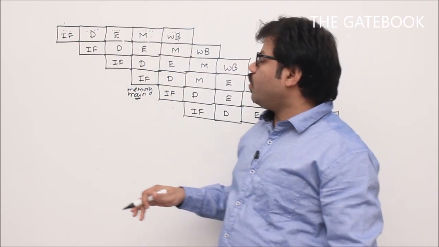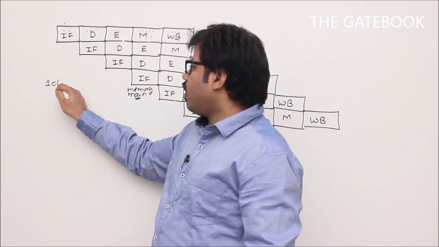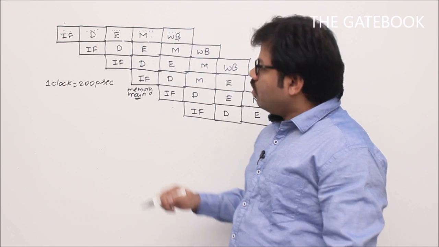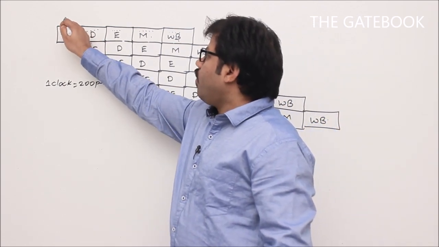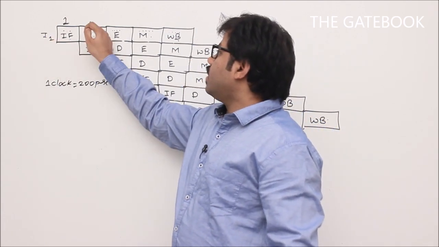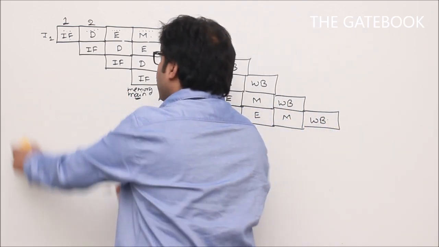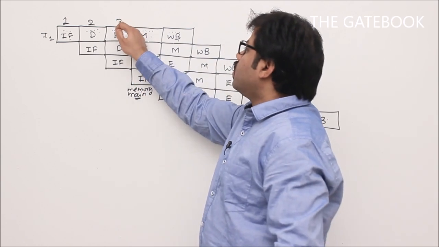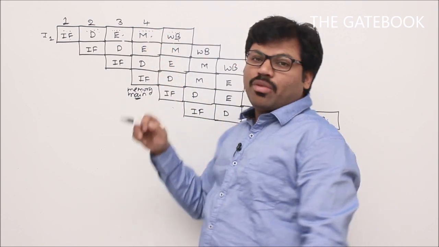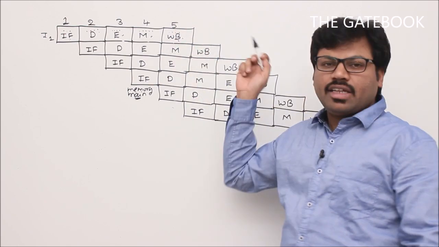If that is the case, assume I am using one clock cycle, let's say one time period, of 200 picoseconds. In the previous example we took it like this, right? In the first clock cycle, we fetch the first instruction. In the second clock cycle, the second 200 picoseconds, we decode that instruction. In the third, we execute it. In the fourth, we do memory access, if and only if it is needed. Then in the fifth clock cycle, we write back the result.